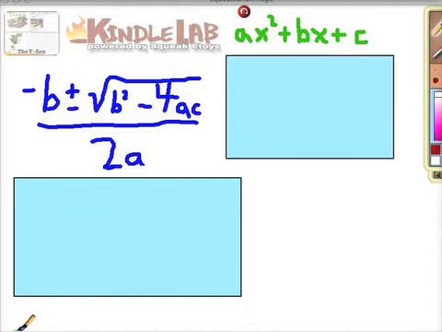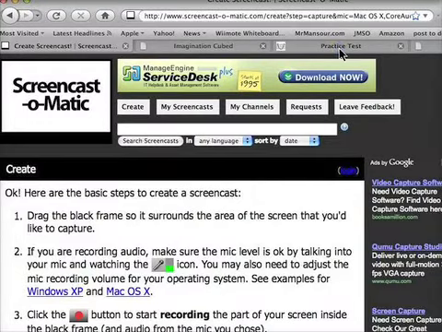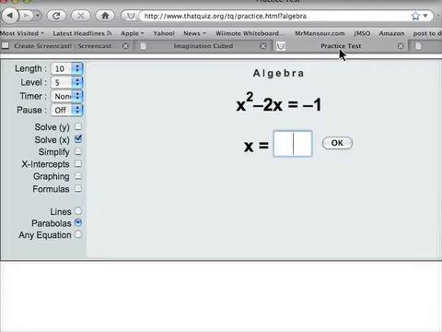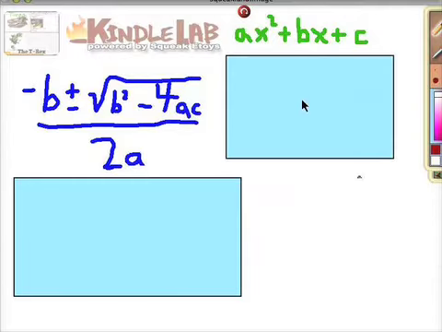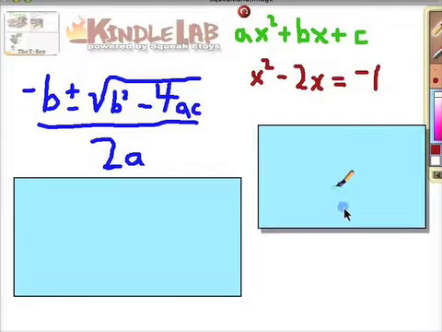Now, if we go to that quiz, I'm going to take a look at a sample problem right here, which is x squared minus 2x equals minus 1. Now, right away, we know it's only going to have one solution because that quiz only offers one solution as an option. So, let's go back to the problem right here, and let's figure out what we need to do with this here.